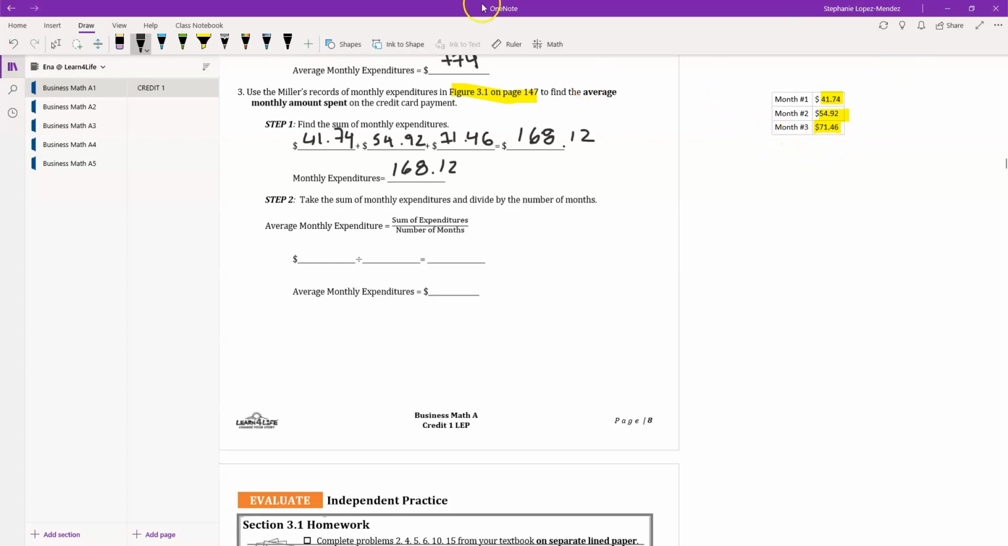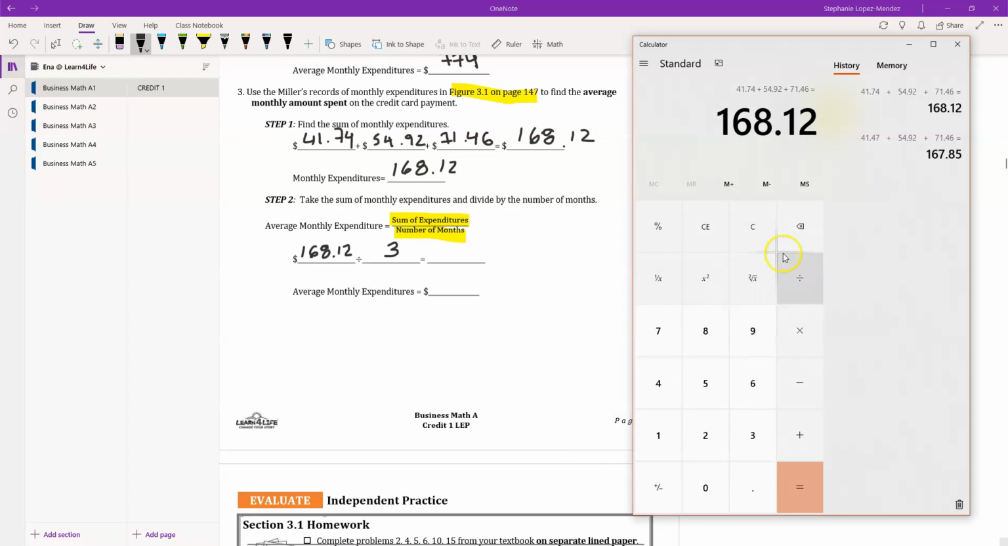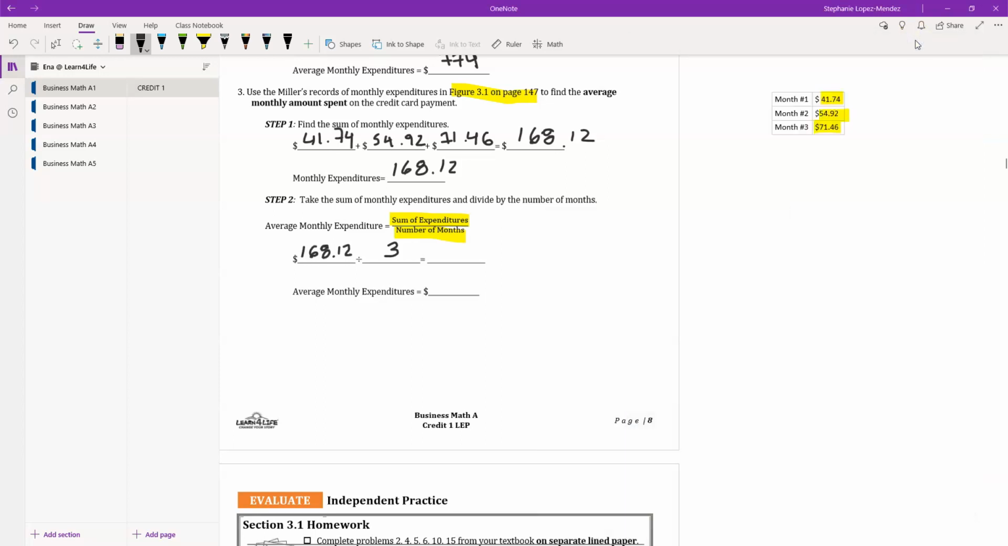In our step 2, we go ahead and take the sum of monthly expenditures, which is what we just found, and divide it by the number of months. We are using the same formula, sum of expenditures over the number of months. So we write the result we just found, 168.12, and we count how many months. We have 1, 2, and 3. So 3 months. We go ahead and do the division, and our total is 56.04. So our average monthly expenditure is $56.04.